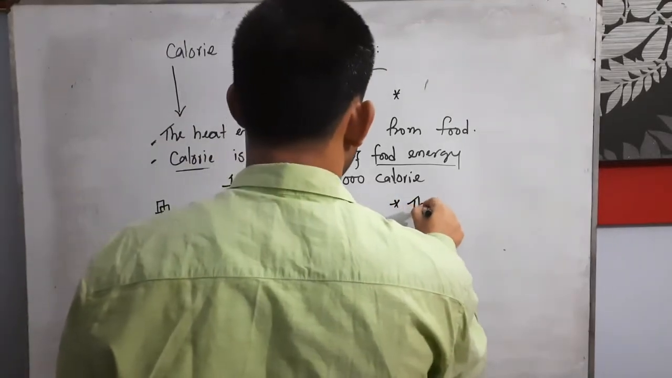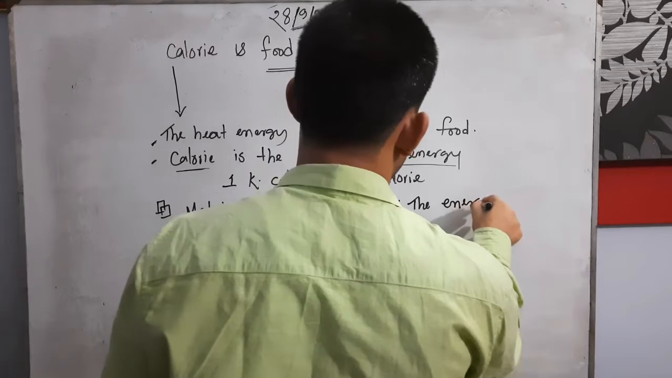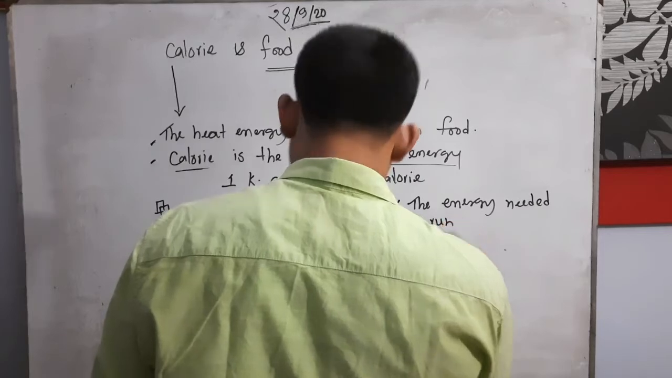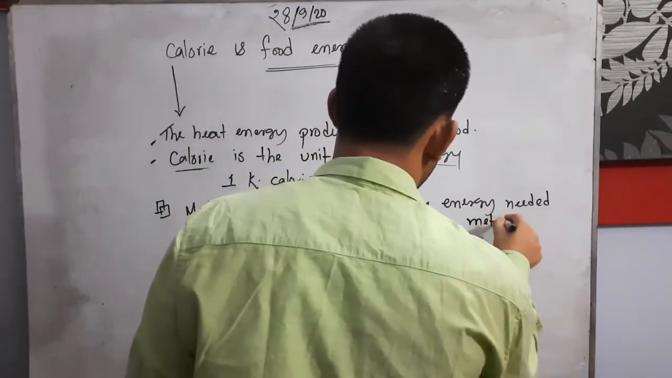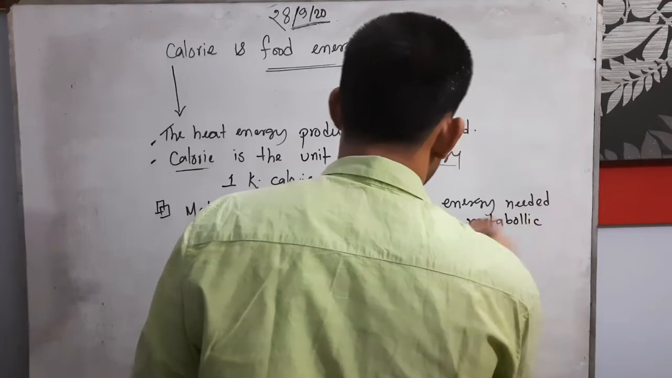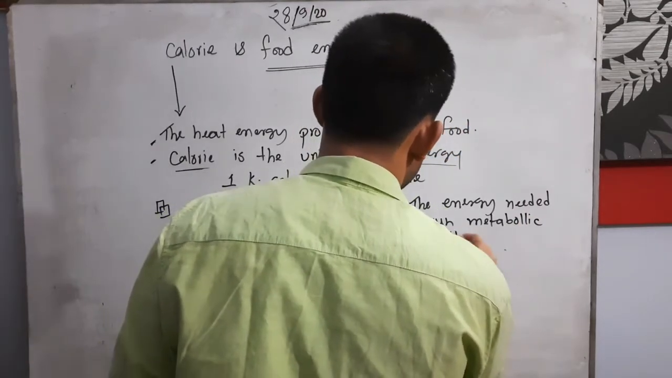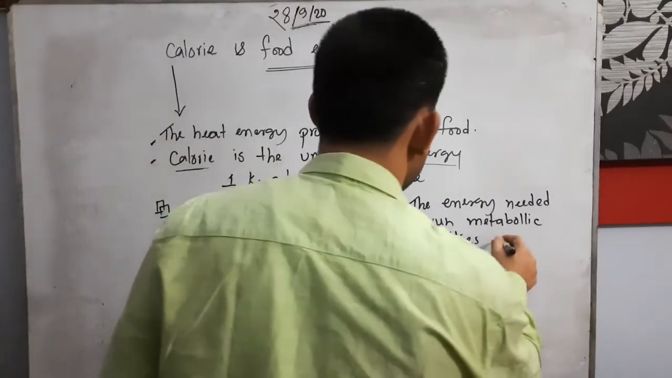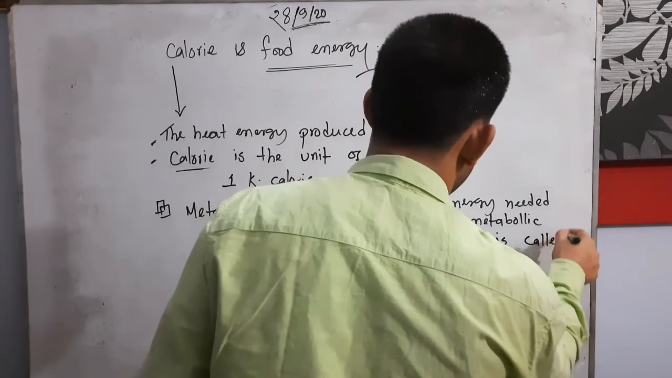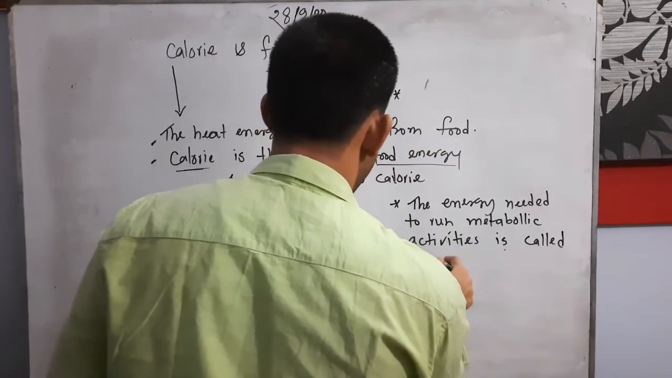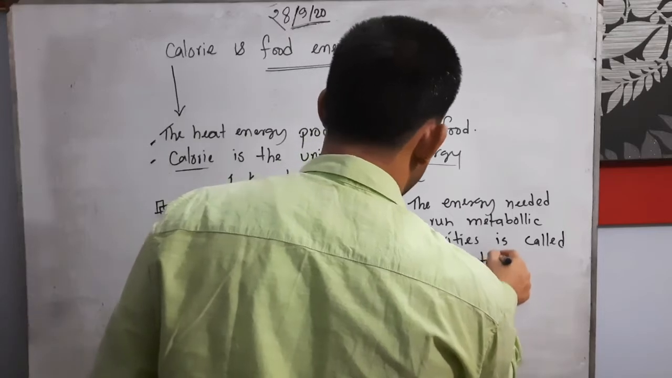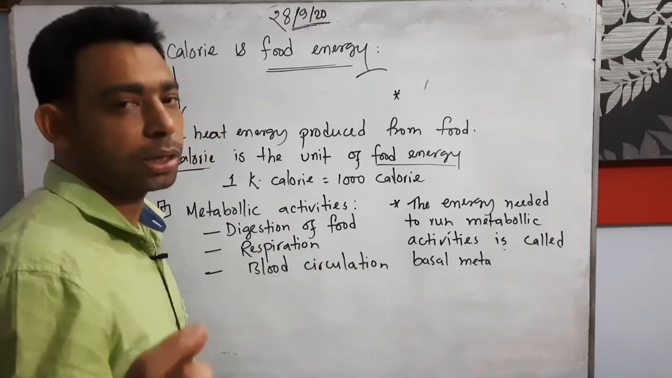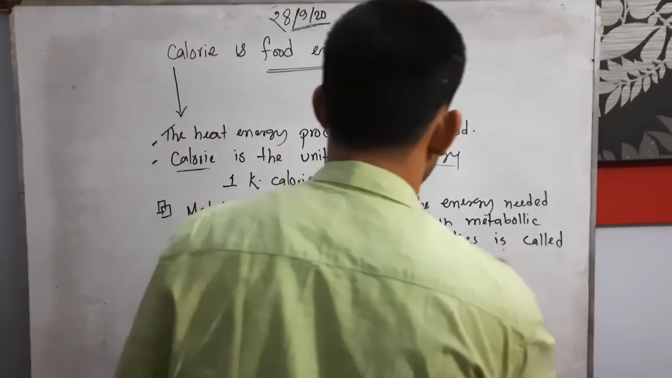The energy needed to run metabolic activities is called basal metabolism. It was a frequently asked type of question for the JSC exam. Since you are not having the JSC exam this year, but this is still a very important short question.